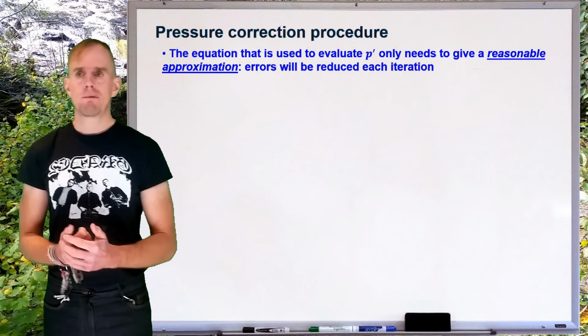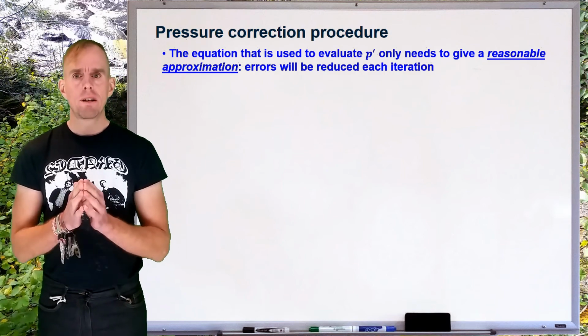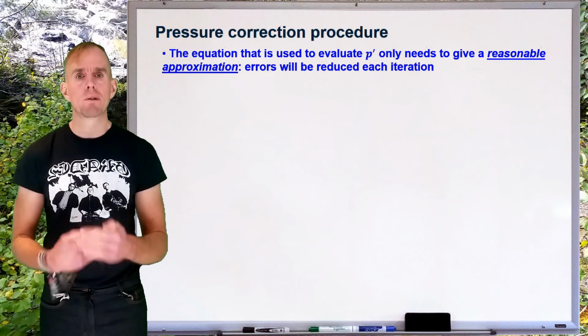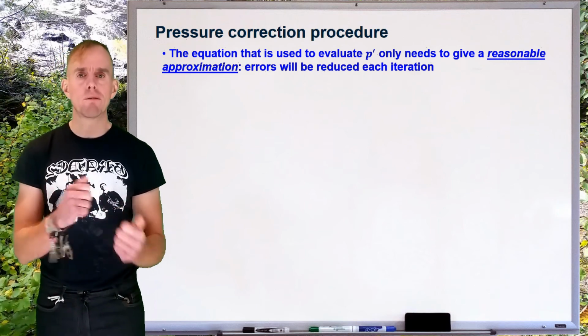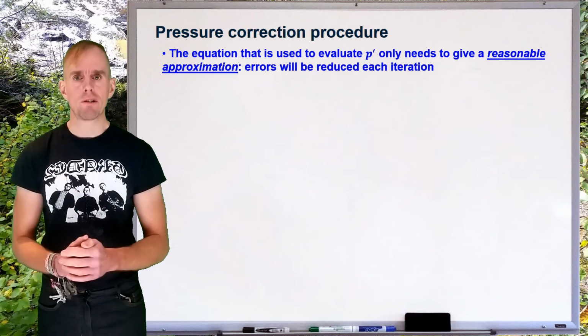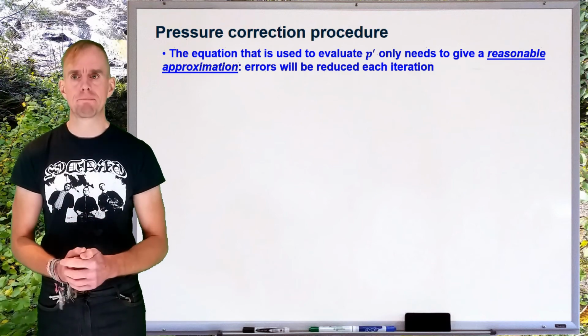Now, what we're going to focus on is an equation that allows us to calculate P dash, the pressure error. The pressure error, as we'll see in a minute, is our key means of linking the pressure and the velocity fields together. And so, if we're going to do this, we need a suitable equation to do that.